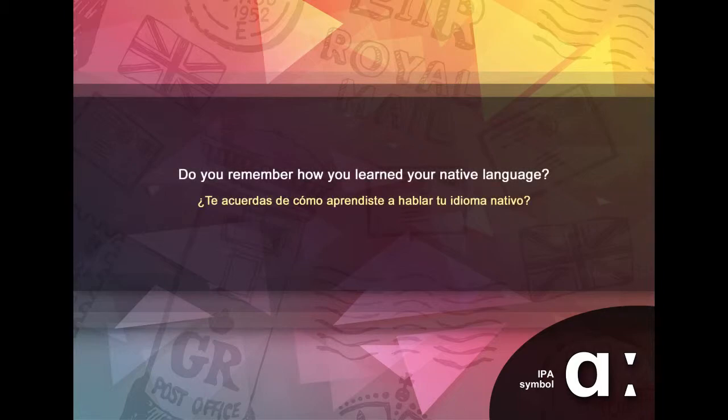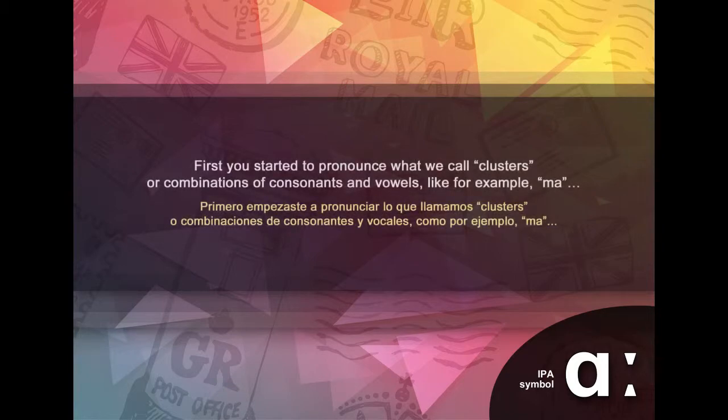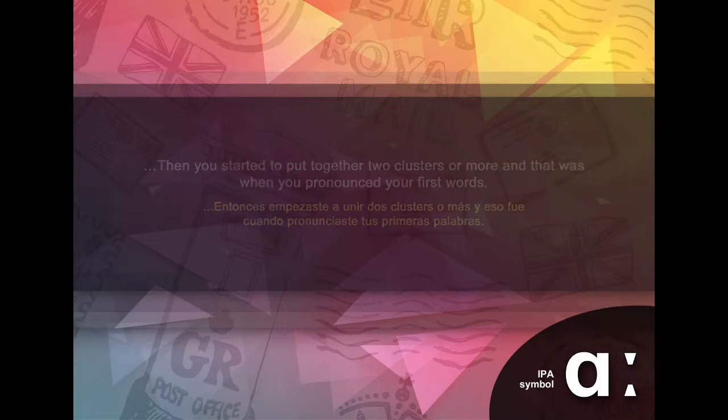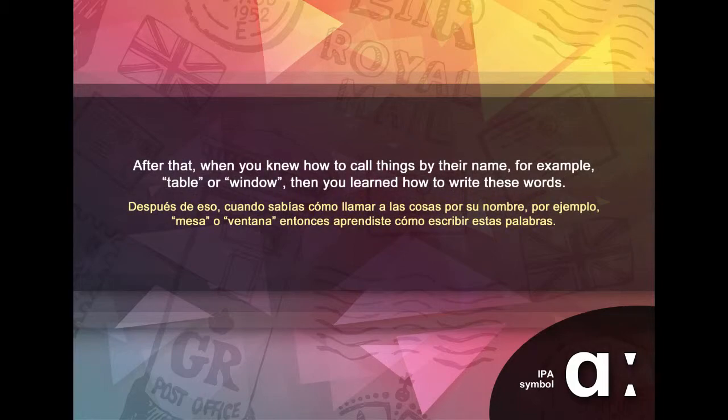Do you remember how you learned your native language? First, you started to pronounce what we call clusters, or combinations of consonants and vowels, like, for example, ma. Then you started to put together two clusters or more, and that was when you pronounced your first words. After that, when you knew how to call things by their name, for example, table or window, then you learned how to write these words.